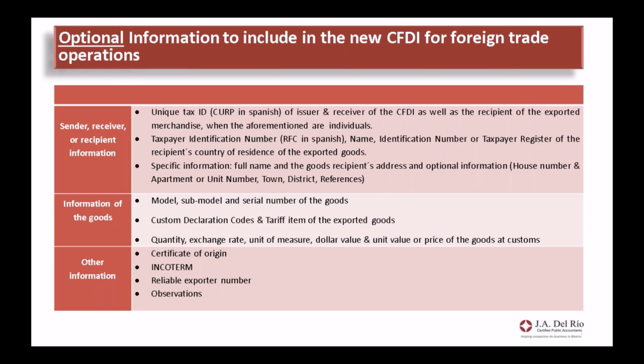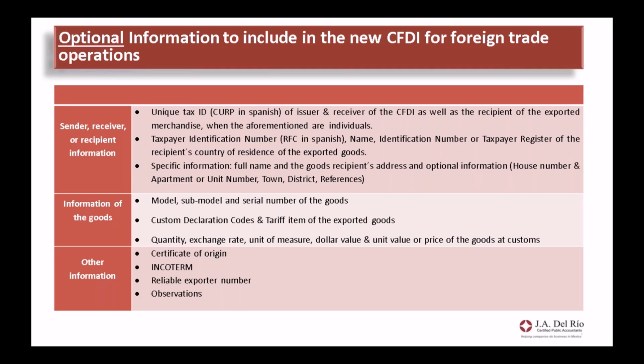Okay, there is as well the information that Jose just mentioned. It is the mandatory information that you must include in this new electronic invoice every time you make an export of goods under a definitive regime. However, you have the option to include additional information in case you want to. What would that information be? Well, we can divide it into three main categories: information related to the sender, the receiver or recipient, the information of the goods, and other information.